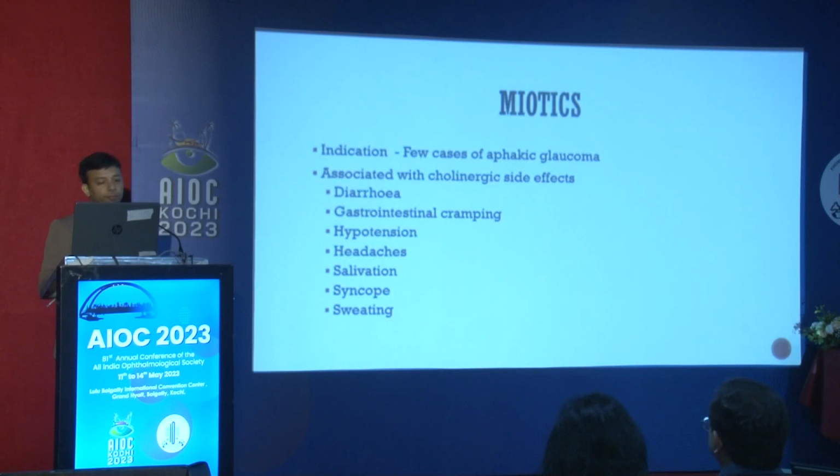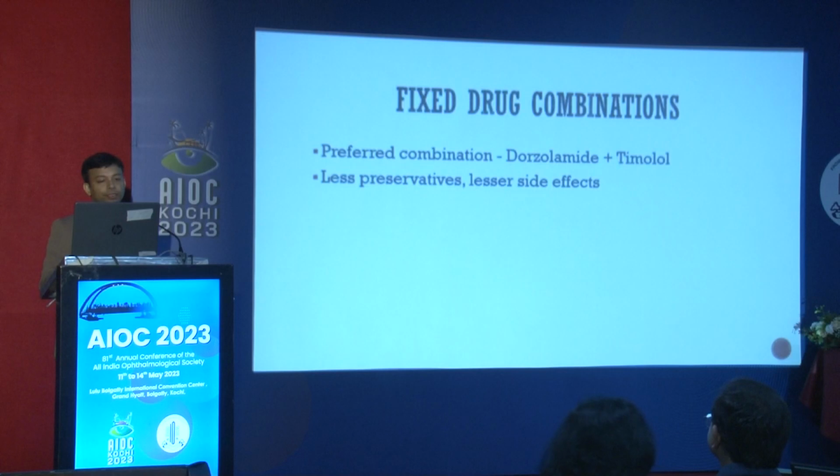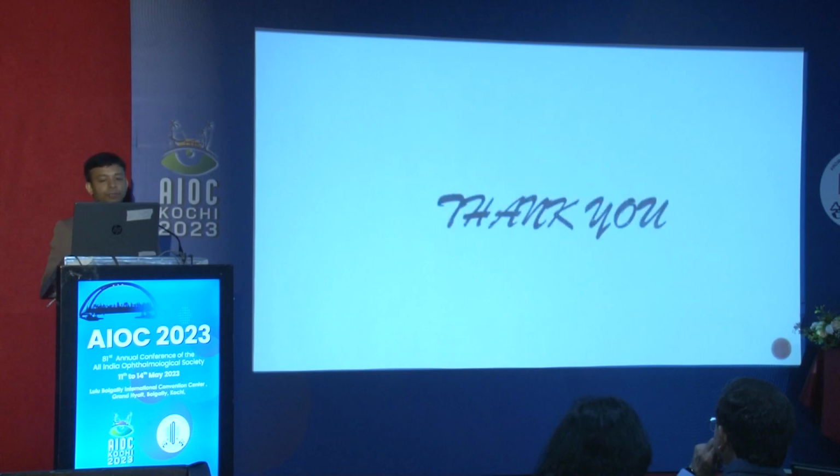In aphakic glaucomas, miotics can be given, but the cholinergic side effects we always have to remember: diarrhea, GI cramping, hypotension, headache, salivation, syncope. All these things you have to remember. So fixed dose combination is always preferable if required, because there is less preservative and lesser side effects, and CAI and beta blocker combinations are the first choice, and we can use PG analogs also.